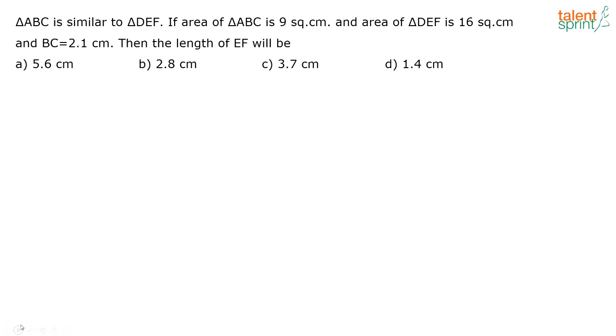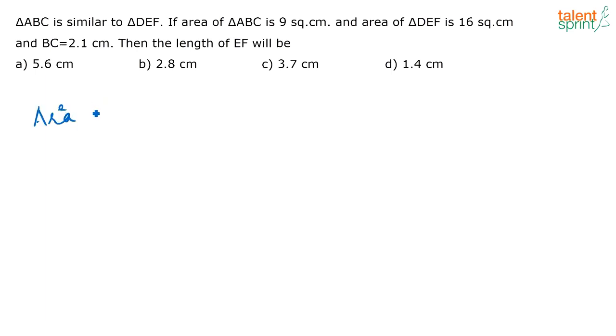Here, triangle ABC is similar to triangle DEF. If area of triangle ABC is 9 square centimeter and area of triangle DEF is 16 square centimeter and BC is 2.1, then the length of EF will be dash. So here they have given the area of the two triangles and one corresponding side. You have to find the length of the other corresponding side. The same formula that we used, just replicate it here and give me the answer.